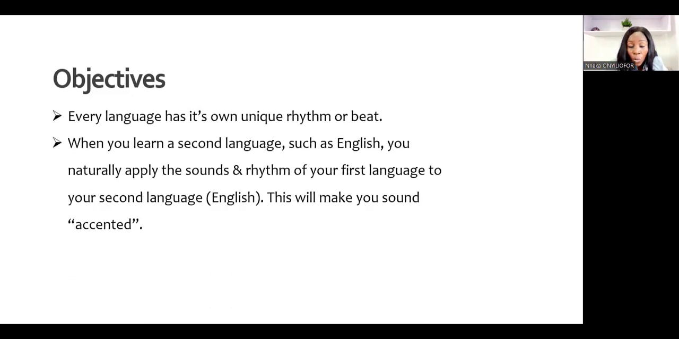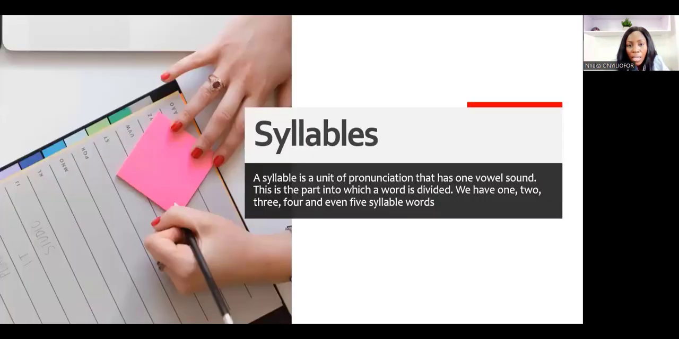Every language has its own unique rhythm. Hence, if you study a second language like English, you would naturally apply the sound and rhythm of your first language to that second language until you are taught. And so the whole essence of learning here is for you to be able to improve your accent and rhythm whenever you're communicating. Now, the first lesson is on syllables.